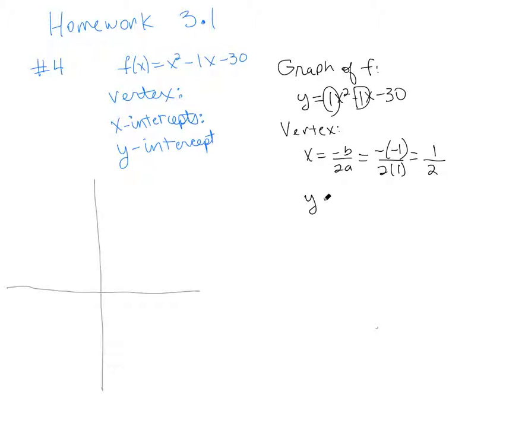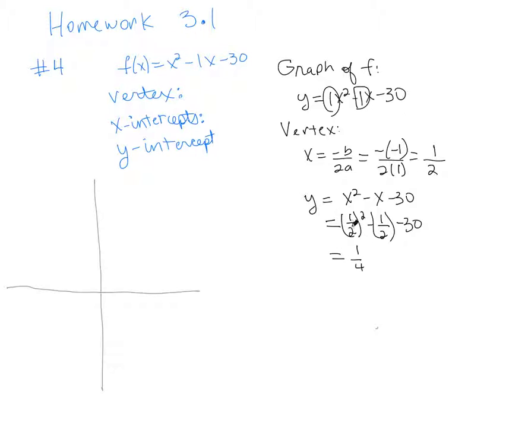Now to find the y coordinate, we're going to use this equation here. This is telling us that for all points on the graph, the y coordinate is always equal to the x coordinate squared minus the x coordinate again, minus 30. We know that the vertex has an x coordinate of 1/2, and now we need to find the y coordinate associated with that x coordinate. So we're going to replace these x's with 1/2, and that'll allow us to find the corresponding y coordinate.